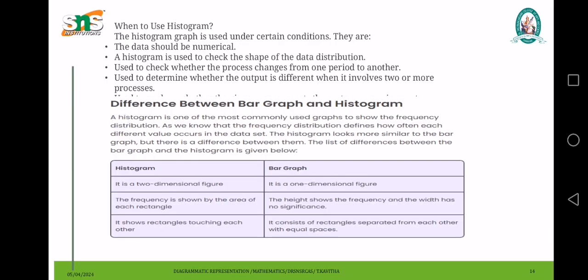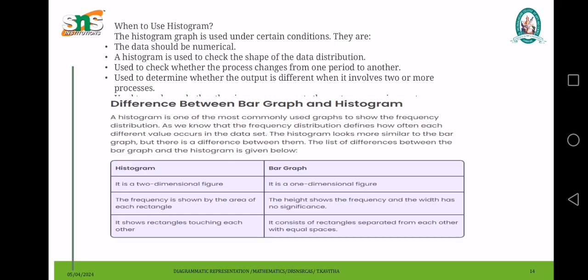Use of histogram. The histogram graph is used under certain conditions. The data should be numerical. A histogram is used to check the shape of the data distribution, to check whether the process changes from one period to another, and to determine whether the output is different when it involves two or more processes.